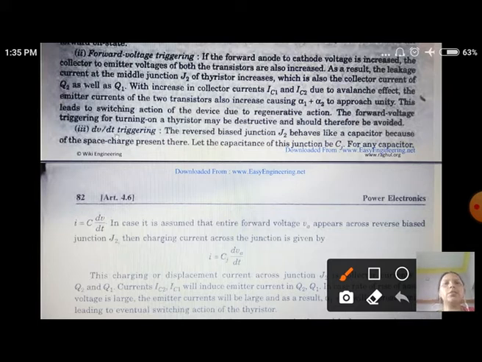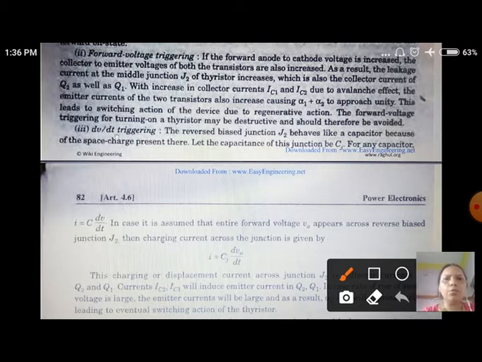So the next turn-on mechanisms are forward voltage triggering, dv/dt triggering, temperature triggering and light triggering. Today in this video session we will study these different turn-on mechanisms one by one. So let's start with forward voltage triggering.